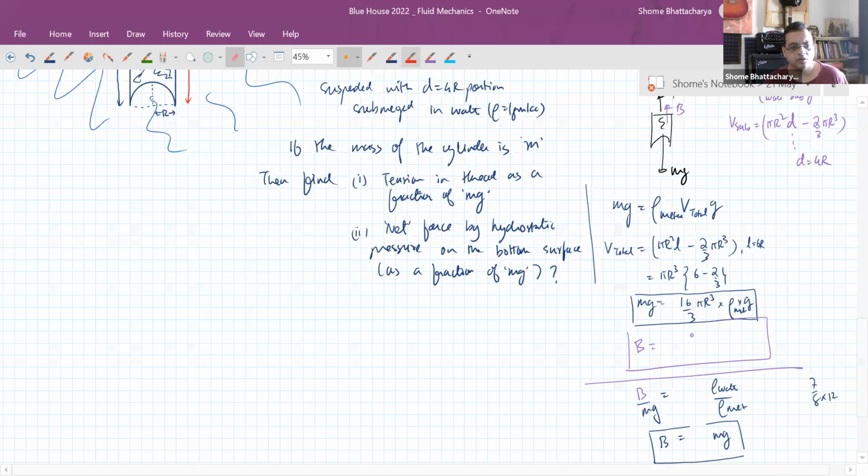Okay, so this should come out to be 4 minus 2 by 3. So yeah, 10 by 3 pi r cube into density of water into g. Correct. Now this should come out to be 10 by 16 into this. So that's 5 by 8 into 1 by 12, so 5 by 96. Is it correct now? So you will get the tension as 1 minus 5 by 96, or 91 by 96 times the weight.